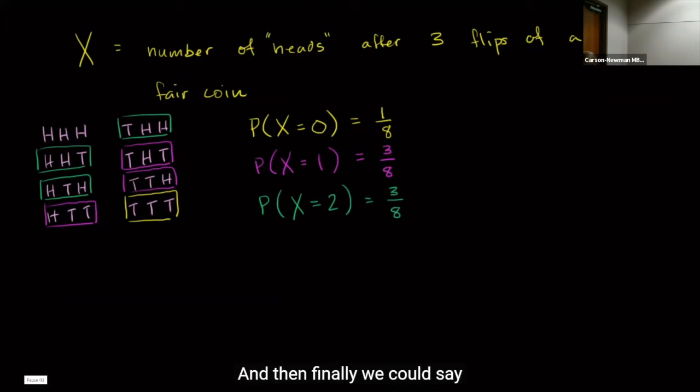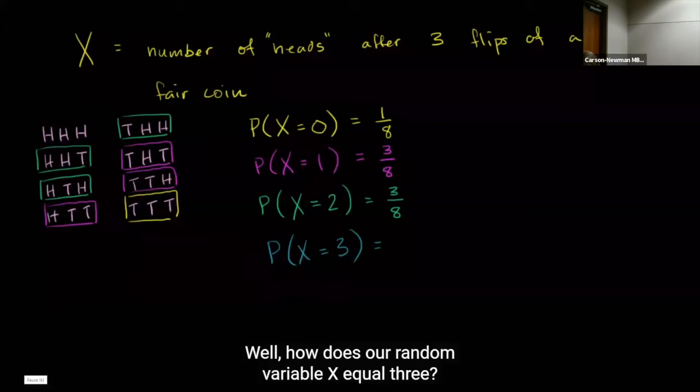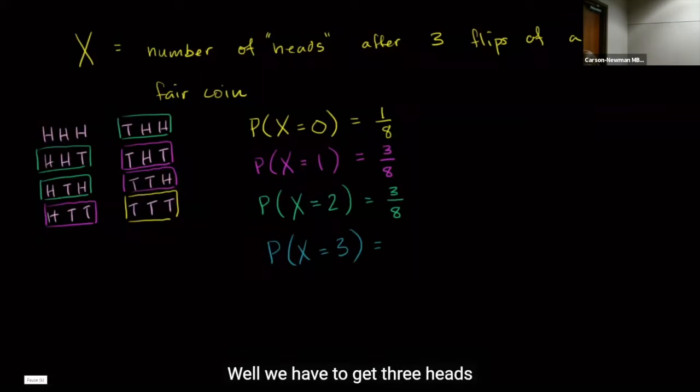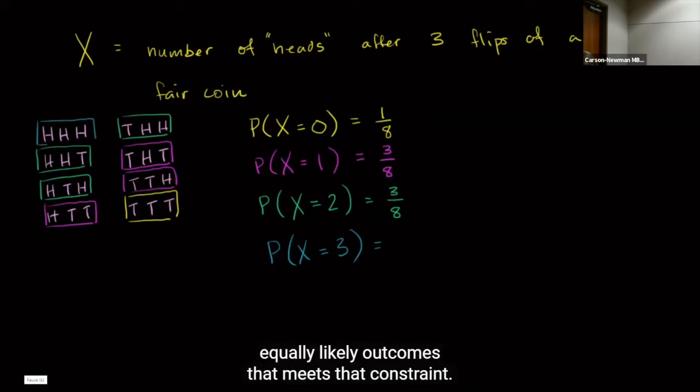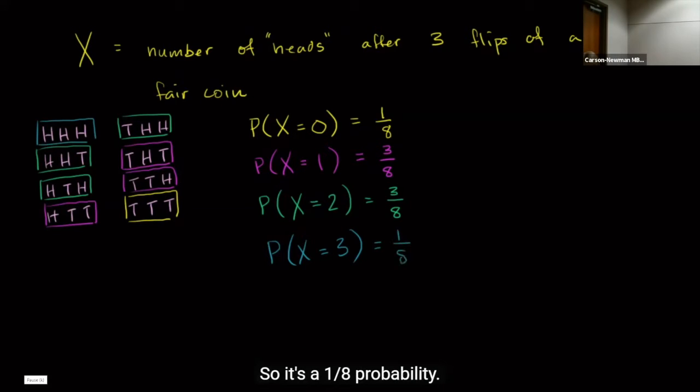And then finally, we could say, what is the probability that our random variable X is equal to 3? Well, how does our random variable X equal 3? Well, we would have to get 3 heads when we flip the coin. So there's only one out of the 8 equally likely outcomes that meets that constraint. So it's a 1/8 probability.